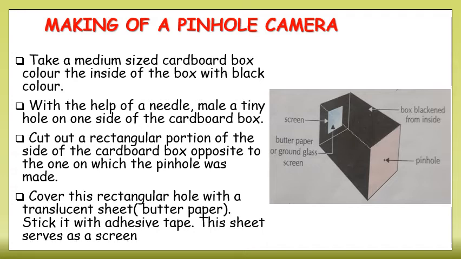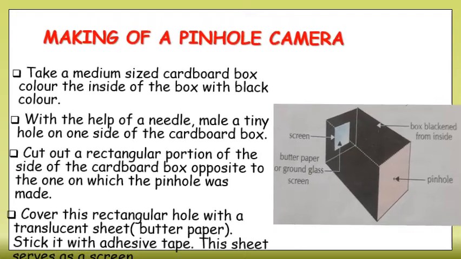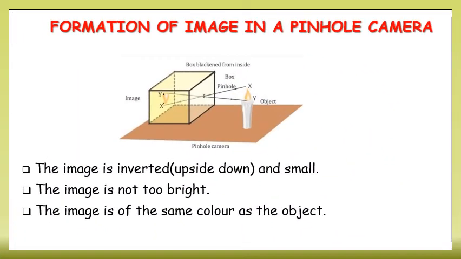Then cover this rectangular hole with butter paper or any translucent sheet. Stick the sheet with adhesive tape, as the sheet serves as a screen. And see, our pinhole camera is ready to see the image. Now let us see how image is formed by a pinhole camera.